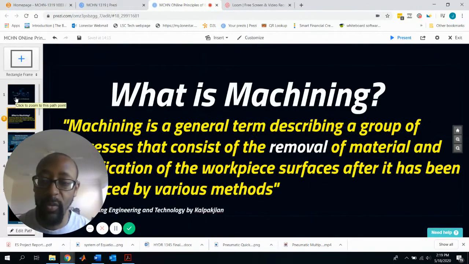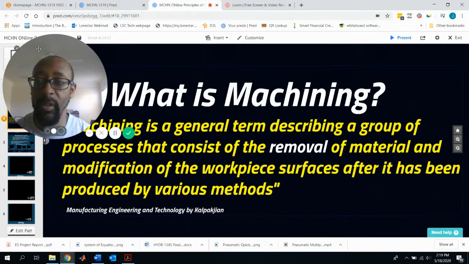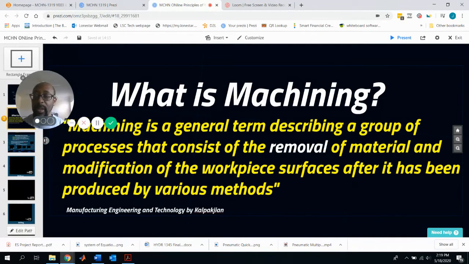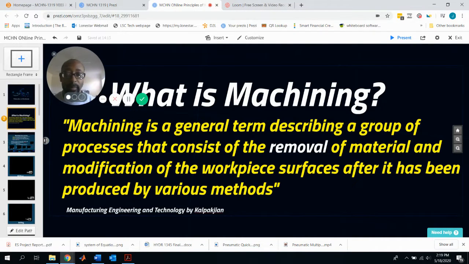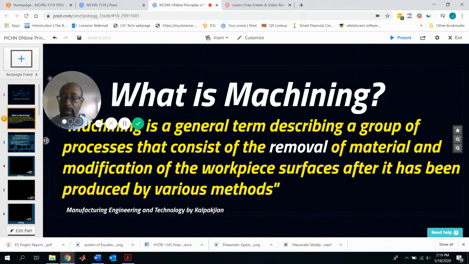So let's ask ourselves a question, what is machining? What I'm going to do is I'm going to move myself up here a little bit and then minimize this so I'm not in the way. There we go. Okay, so hopefully this will work out a little bit better. How about I move down here?